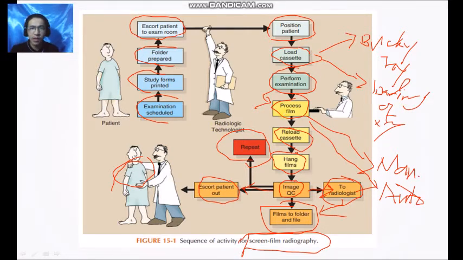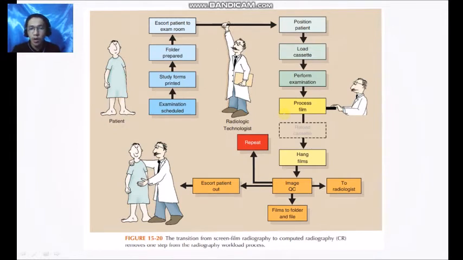screen film radiography. So when it comes to computed radiography, ang na-change ani, diba, is the image receptor itself. That is one of the main changes, the image receptor, and then also the processing technique. So instead of having it manual or automatic, it is now computerized. Okay. So after performing of the examination, process the film gihapon.